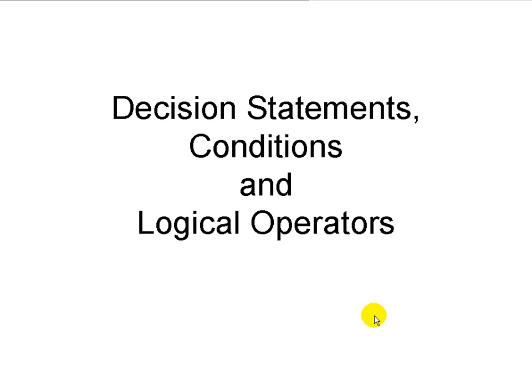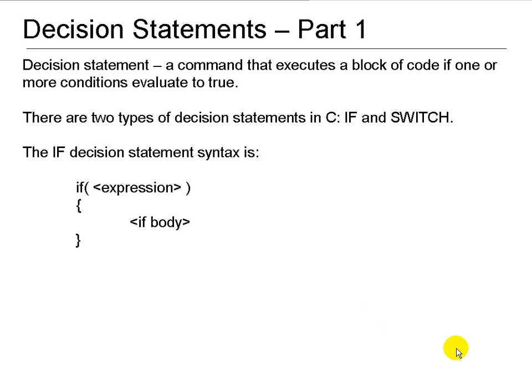This is a video for decision statements, conditions, and logical operators in C. First off, let's start off with the definition of what a decision statement is. A decision statement is a command that executes a block of code if one or more conditions evaluate to true. There are two types of decision statements in C, the if and the switch statement.